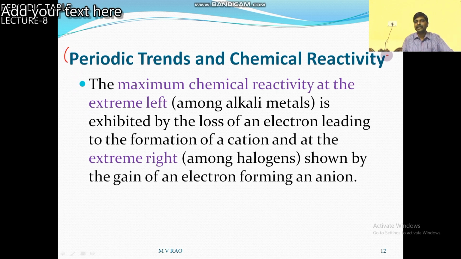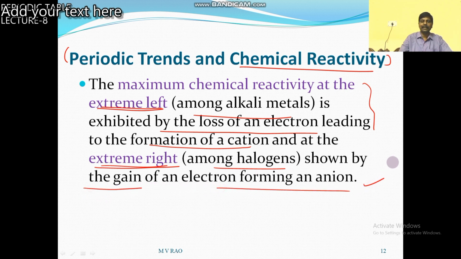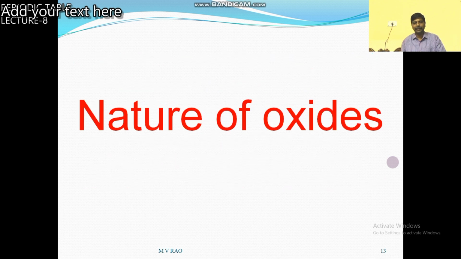Our next topic is chemical reactivity. The maximum chemical reactivity is at the extreme left and extreme right of the periodic table. Extreme left means alkali metals; they are ready to lose electrons and form cations, so they are more reactive. Similarly, at the extreme right, halogens are ready to gain electrons and form anions. So at both ends, other than noble gases, are the more reactive elements.